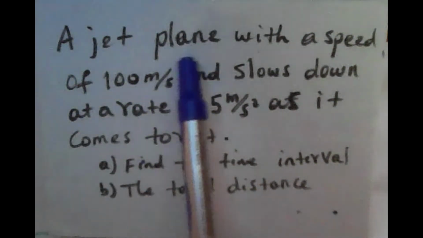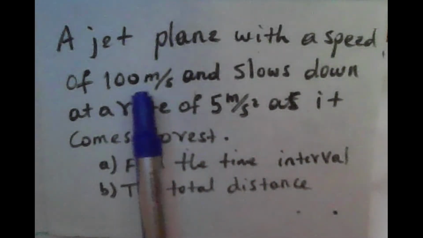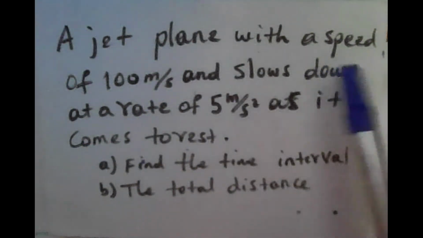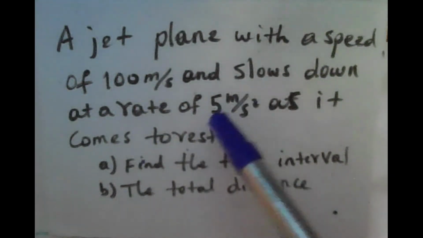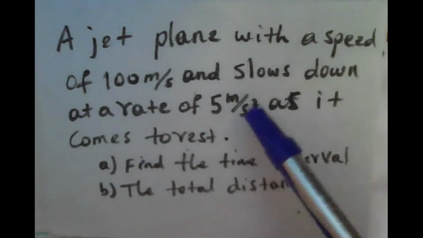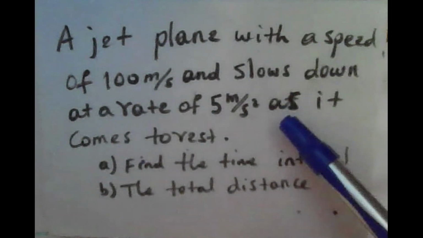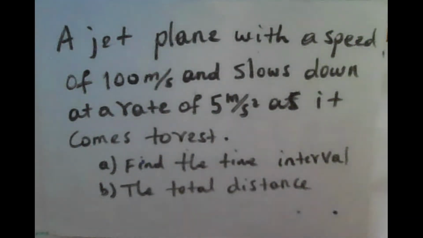A jet plane with a speed of 100 meters per second slows down at a rate of 5 meters per second squared, which is the acceleration, as it comes to rest. The first question is to find the time interval, and the second one is the total distance. Okay, now let's solve this question based on the above example.